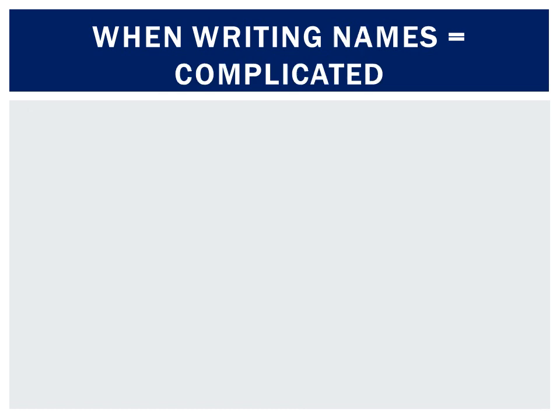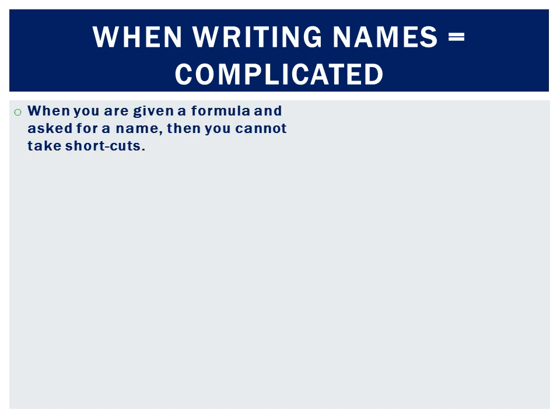It's not quite that straightforward when we're writing the names. When you're given a formula and asked for the name, you cannot take shortcuts. It's not as simple as backwards crisscrossing and getting the charges out. The Roman numeral is not always obvious.